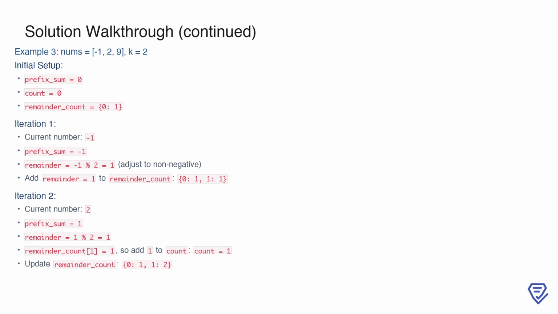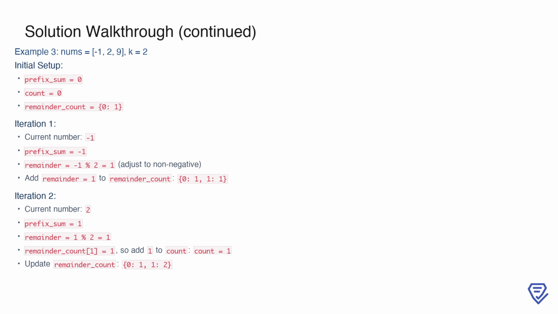In the third example, nums is -1, 2, 9, and k is 2. As before, we initialize prefix_sum to 0, count to 0, and remainder_count to 0, 1. For the first number, -1, prefix_sum becomes -1. The remainder when -1 is divided by 2 is initially -1, but we adjust it to its non-negative equivalent, which is 1. Since this is a new remainder, we add it to remainder_count, resulting in 0, 1, 1, 1.